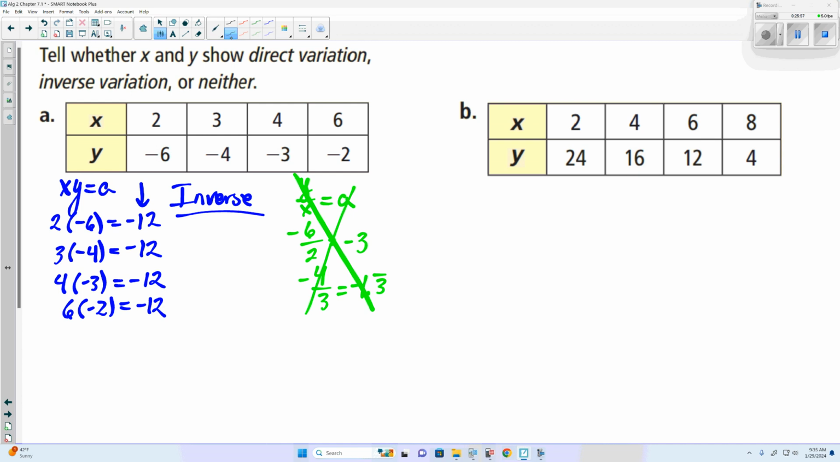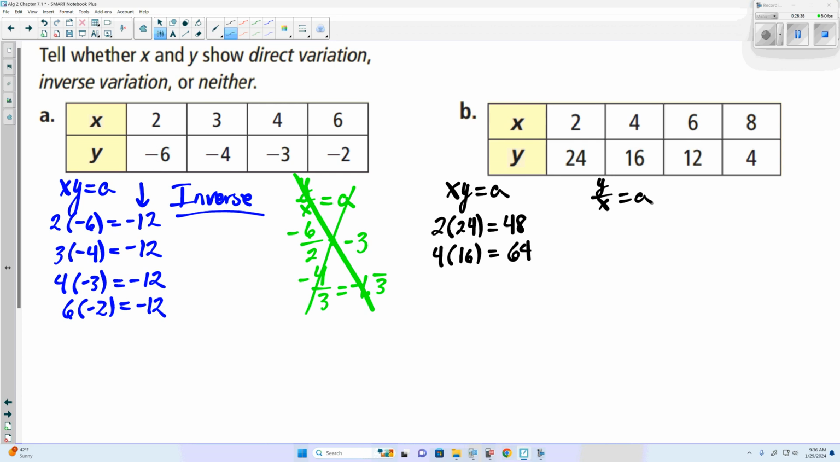So B. Colby, looking at this one here, do we want to try direct or inverse first? Inverse. Okay. So we'll do x times y equals a. And the first one I have is 2 times 24, 48. Four times 16. They're not the same. Since we have a different amount each time, it's not inverse. So then we can look at direct.